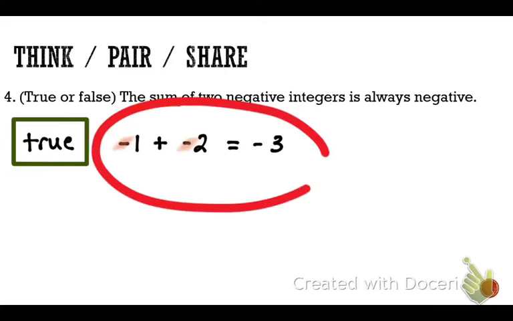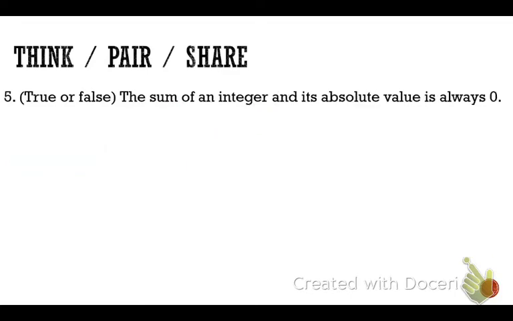If you did not get that, please erase it and fix it. And I want you to actually write down my example there so that you have a visual for why that is a true statement. All right, the final one here, the sum of an integer and its absolute value is always 0. Raise your hand if you said true on this one. Raise your hand if you said false on this one. All right, so we look like we're like 50-50 once again.